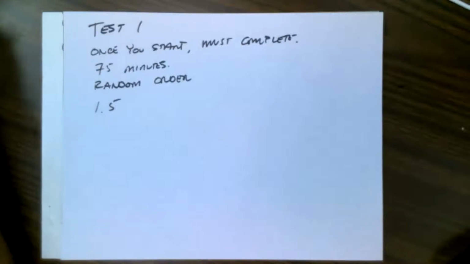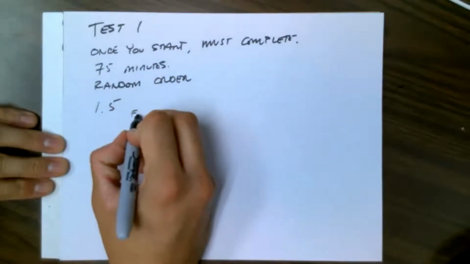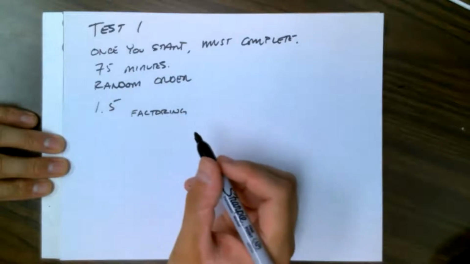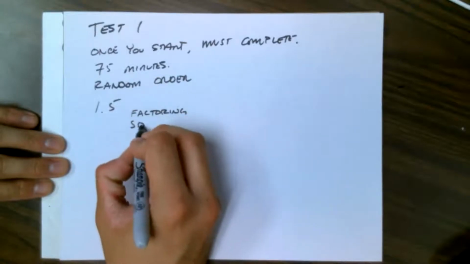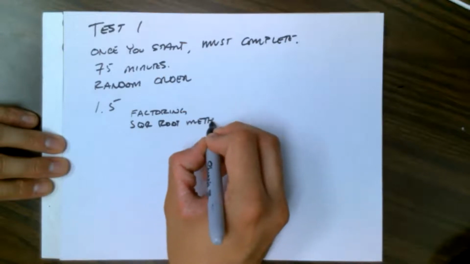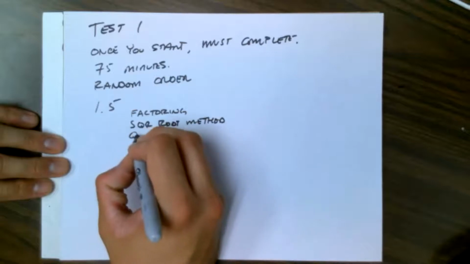You need to know how to solve quadratics a few different ways. You've got to know how to solve by factoring, by the square root method, and by, what's the last one? Quadratic equation, quad formula.